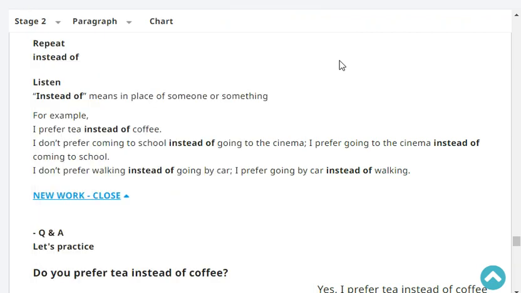I don't prefer coming to school instead of going to the cinema. I prefer going to the cinema instead of coming to school. Another example is I don't prefer walking instead of going by car.